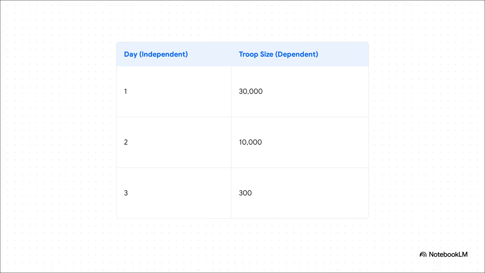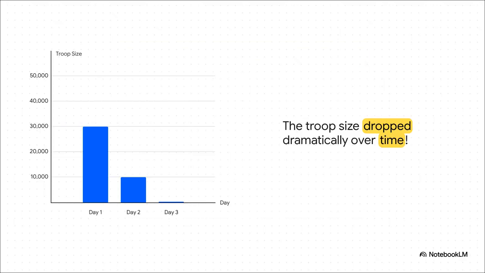Okay, the next example shows us a completely different kind of relationship, this time using the story of Gideon's army. Once again, time, the number of days, is our independent variable. But this time, as the days go by, the dependent variable, the size of the army, just plummets. And whoa, when you see it on the graph, the change is just so dramatic. You see this huge army shrink down to almost nothing. The visual impact here is way more powerful than just reading the numbers in a table. You can actually feel that drop.